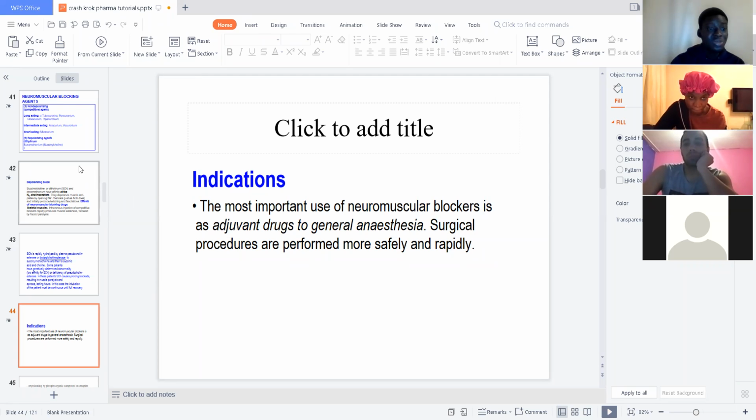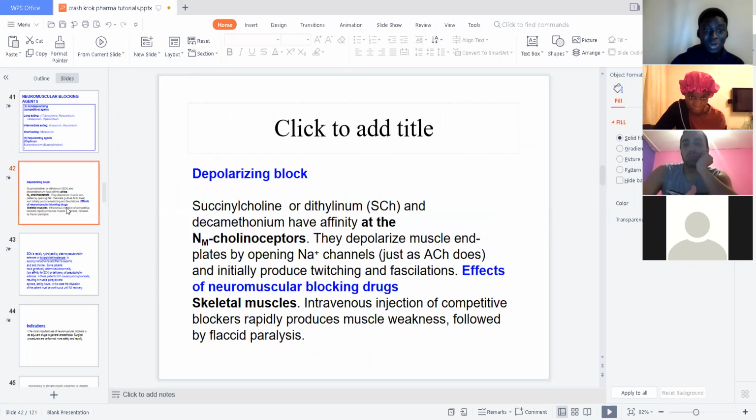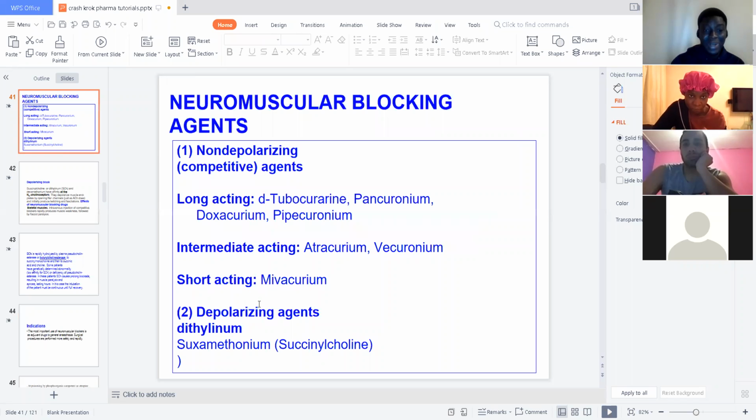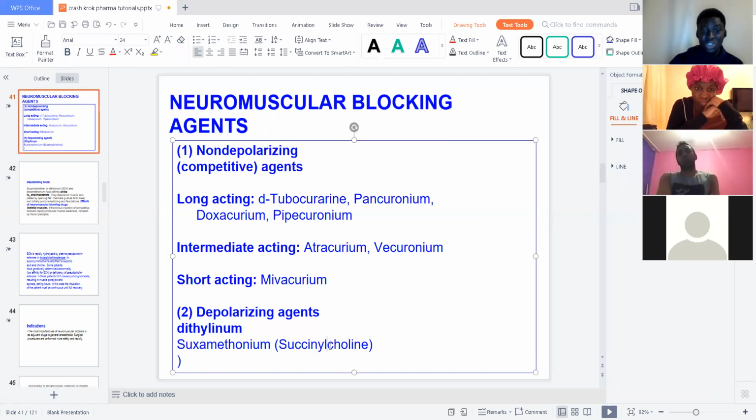Okay. So you also mentioned a very important thing for krok. For depolarizing agents, krok is going to mention fasciculations or twitching or contraction. They're going to ask you which drug it was. It's either diethylenum or succinylcholine.